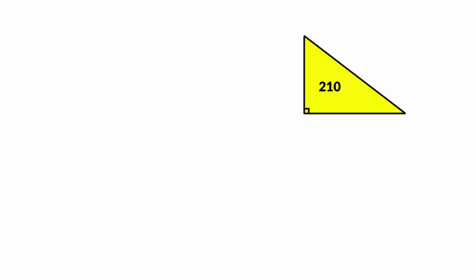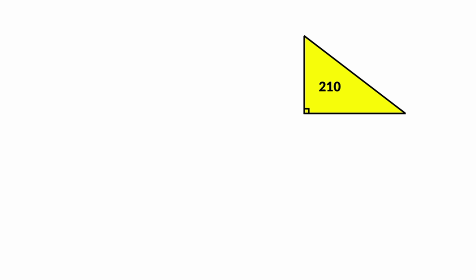Can you find a right triangle with area exactly 210 if every side must be a positive whole number? It sounds simple, but there are actually quite a few possibilities to check. Let's see if we can find all of them without testing every possibility one by one.